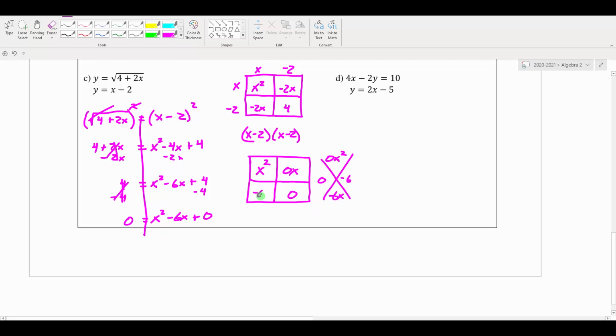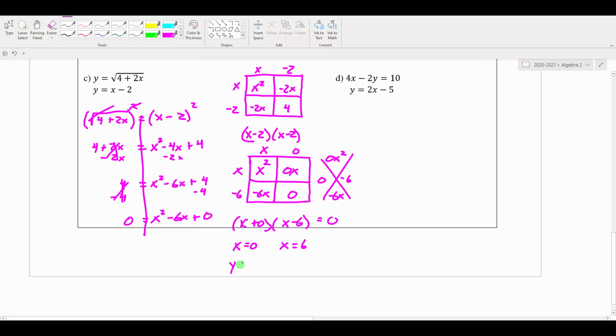So I'm going to say 0x and -6x, and then we start filling in our side dimensions, right? So we got x, 0, and -6. We've got x plus 0 times x minus 6 equals 0. And if I solve these, we find that x equals 0 and x equals positive 6. So we get two solutions there.